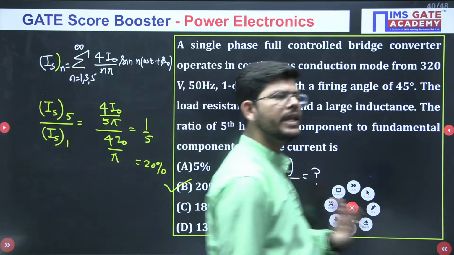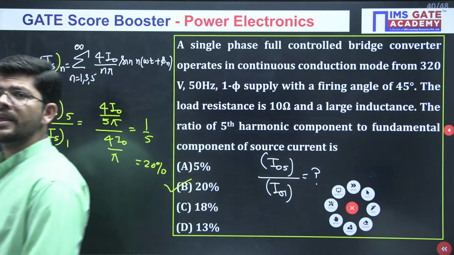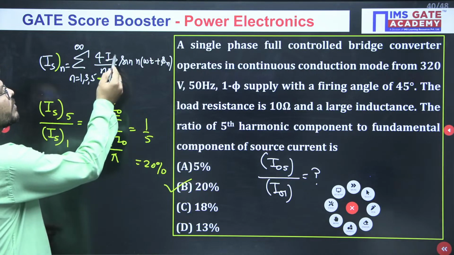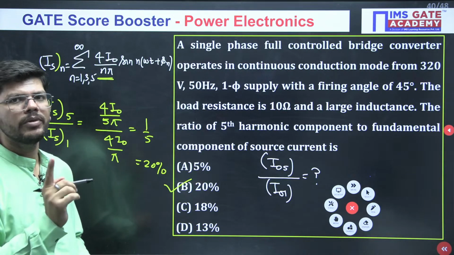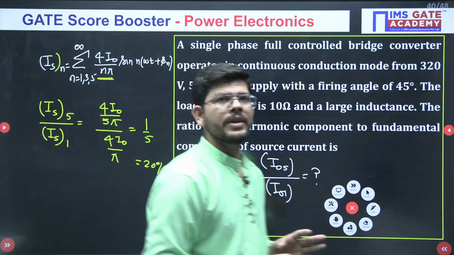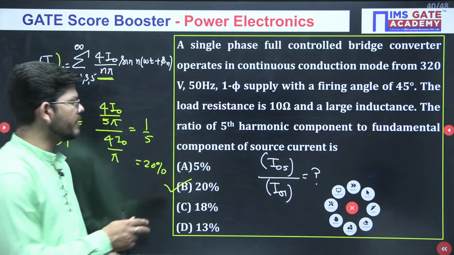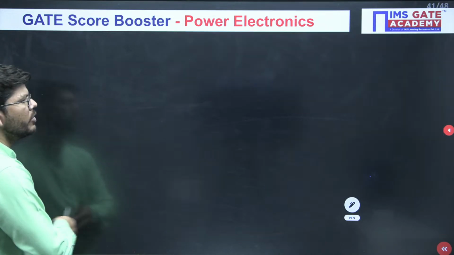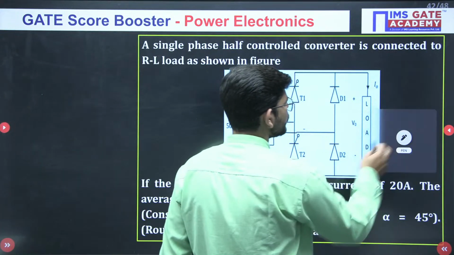Whenever you have to calculate the ratio of any component with respect to the fundamental, it will be 1 upon n, provided that your expression is like this, where you only have this component. If something else is written, like cos n theta or cos n pi by 6, then it is not valid. You have to be very careful. In that case you have to calculate. So I hope you got this question as well. I have just given this question to check whether you are listening to me carefully or not. So, next question, and this is very important and very conceptual.